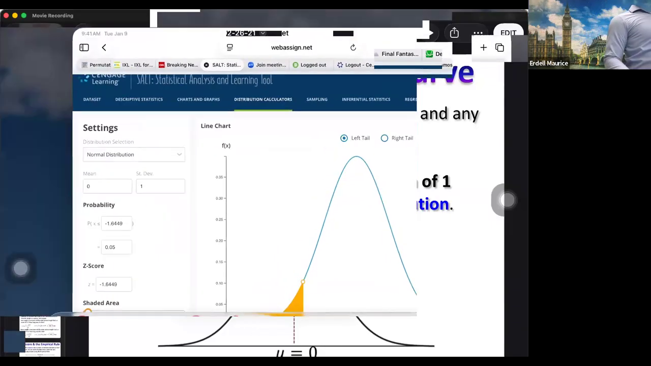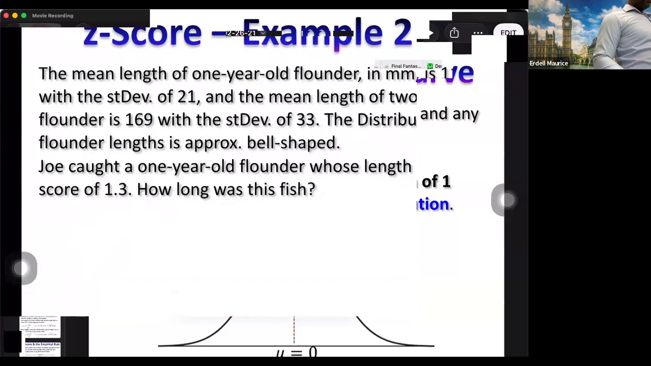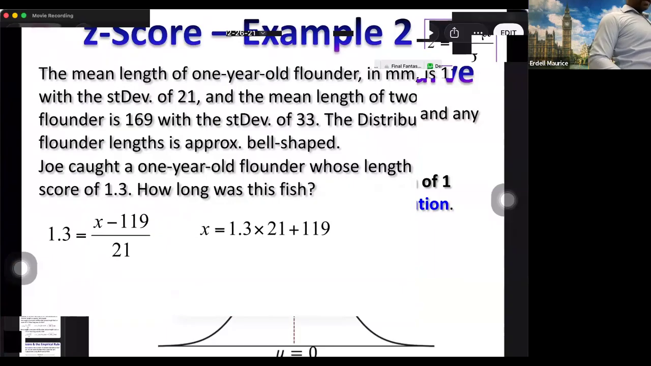Let me go back and then let's work this thing out. So z-score up here, they're doing the algebraic way. And so what happens right here is you multiply by 21, and then you add 119. That's the formula I just gave you. And that gives us the same answer we just got a while ago, 146.3. Questions there?